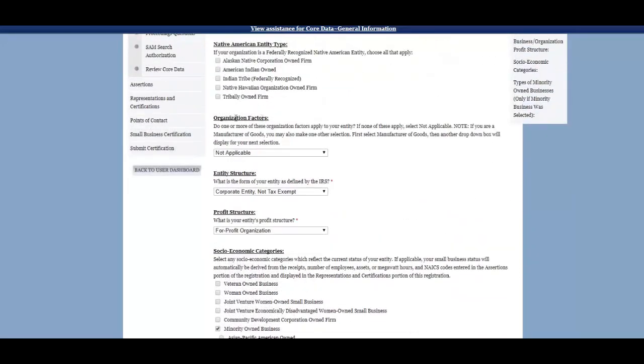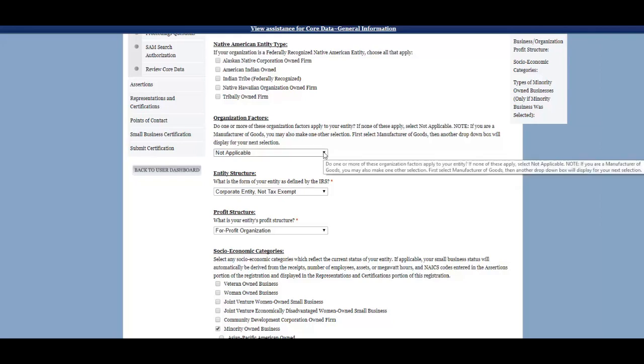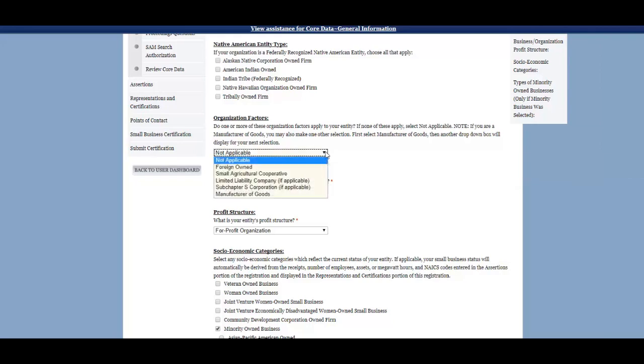Excuse me. Okay, organization factors. Do one or more of these organization factors apply to your entity? If none of these apply, select not applicable. If you are a manufacturer of goods, you may make one other selection. At first, select manufacturer of goods, and another drop-down box will display for your next selection. So, in other words, if you're a manufacturer, you would get another drop-down box.